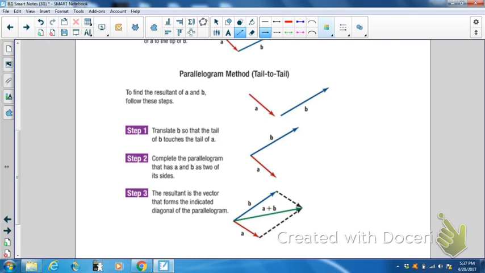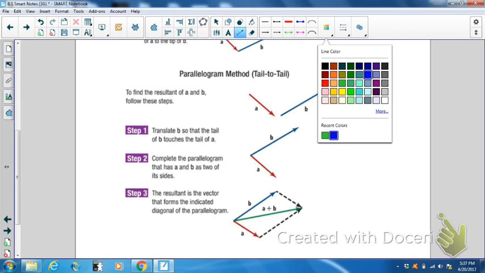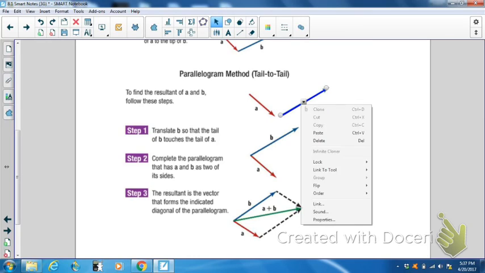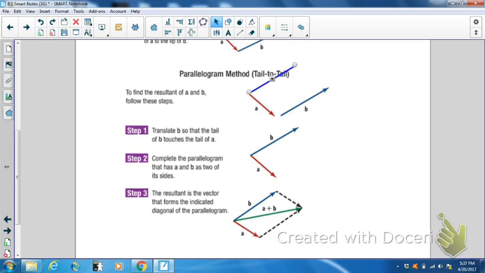So I'm going to again make a little vector here over B, so that I can move that. And we're going to translate this one, so that means it has to stay the same direction, and we're going to touch the tail ends there. So now we've got a picture that's like this, which happens in step 1, right here. So what you really have is 2 sides of a parallelogram.